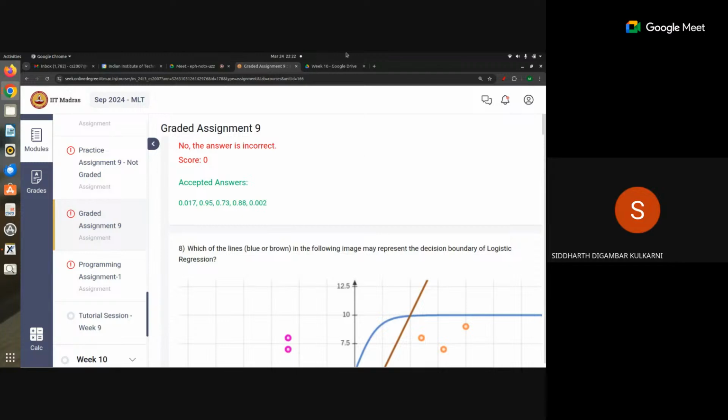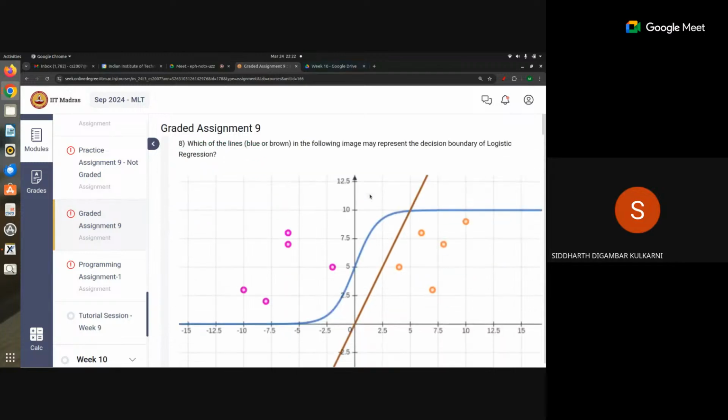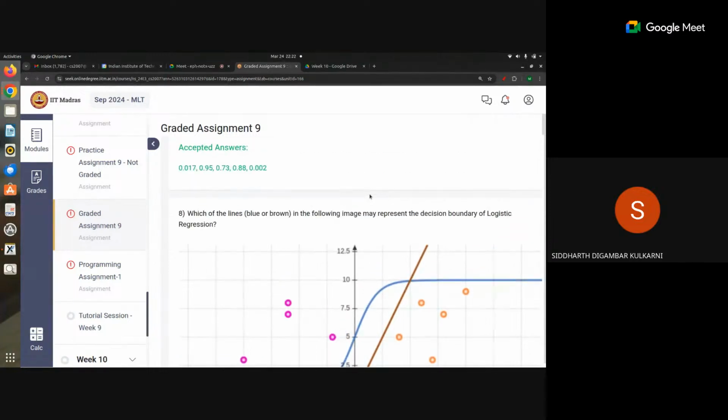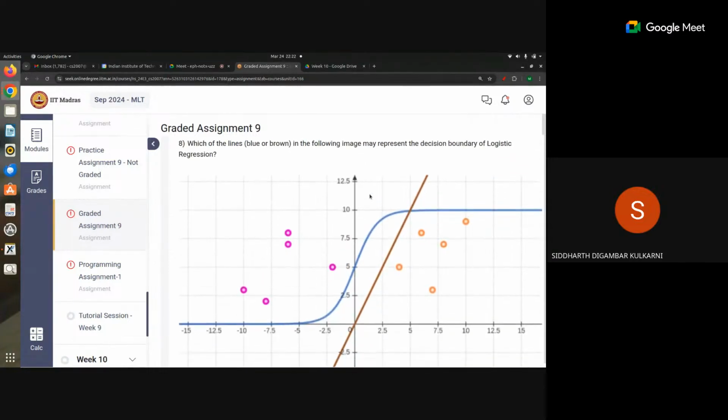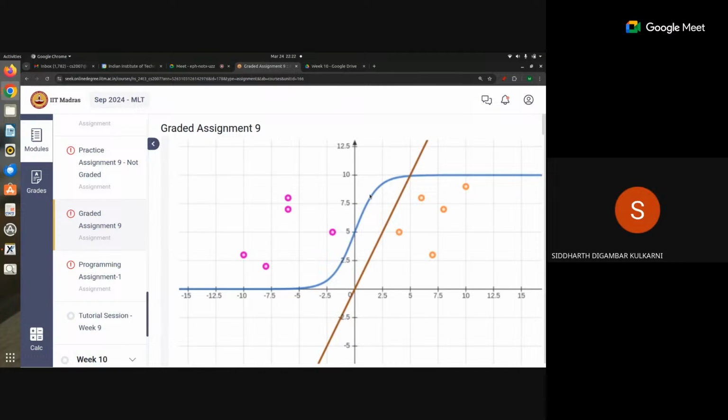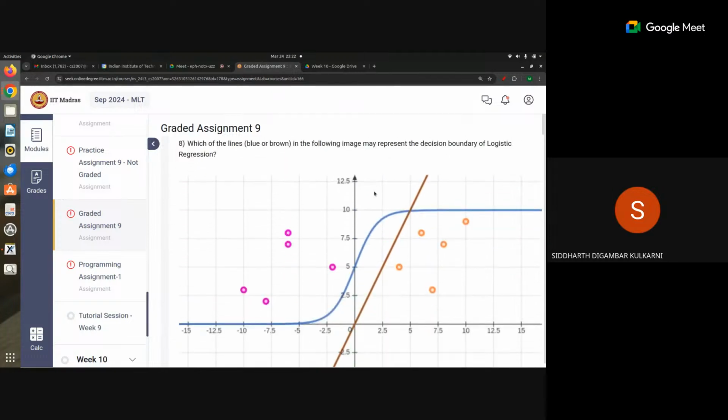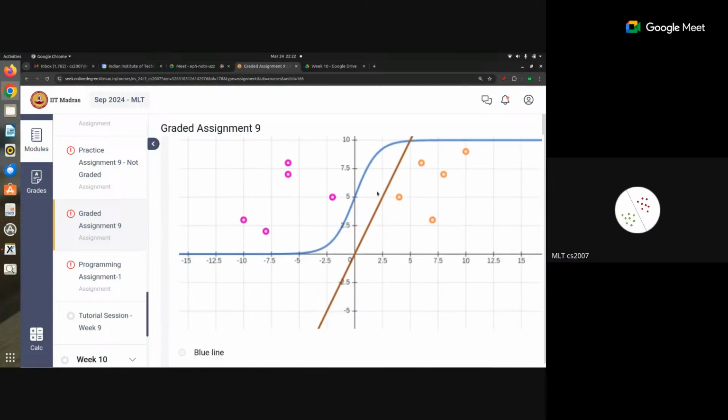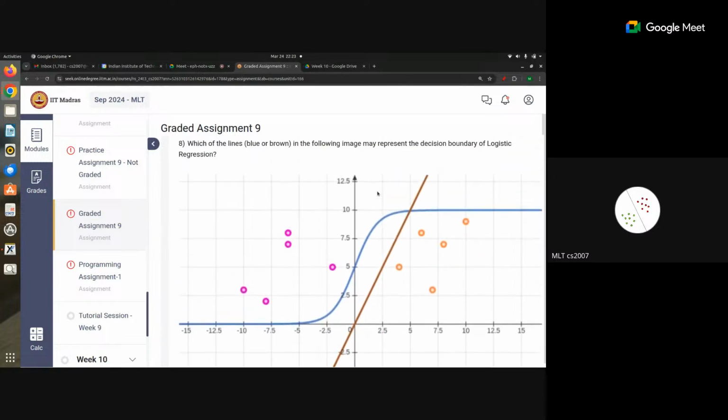This question is about logistic regression. They are saying that the brown line is the one for logistic regression. But is it the ideal line for logistic regression? Logistic regression will be somewhere in between these orange and pink points, right? It is closer to the orange dots, sir. But it should be going through the zero vector, right? The decision boundary has to go through it. It cannot move here and there, right?